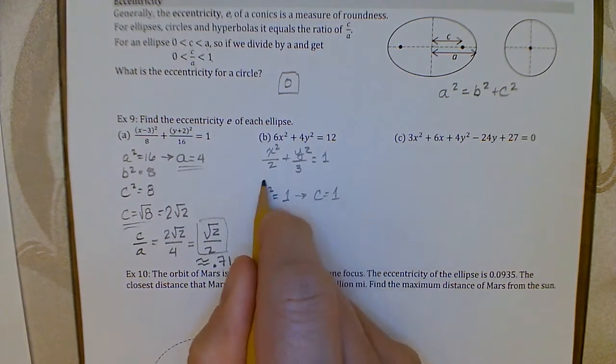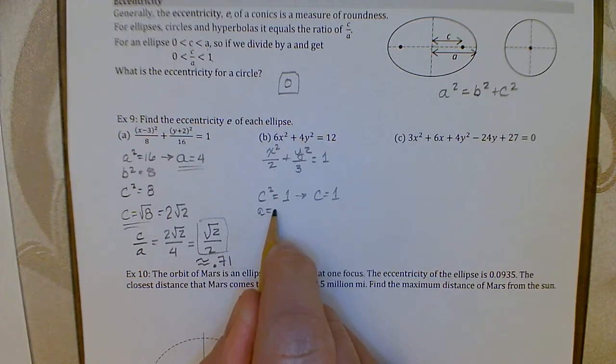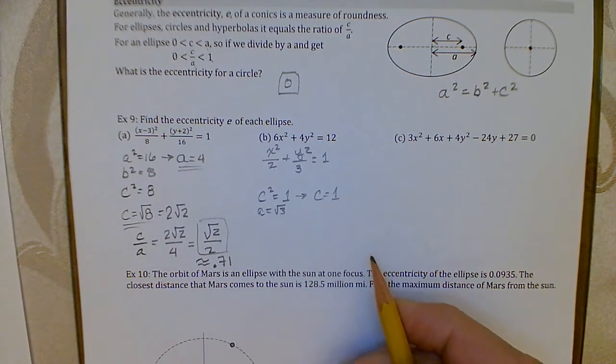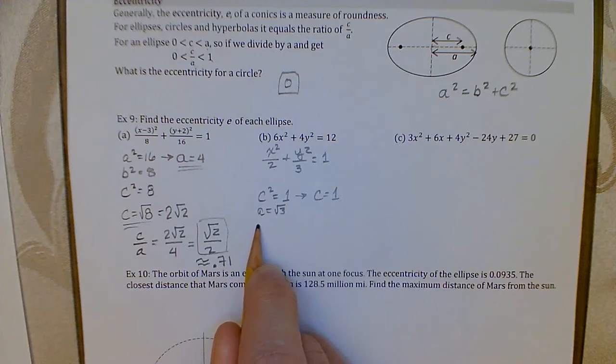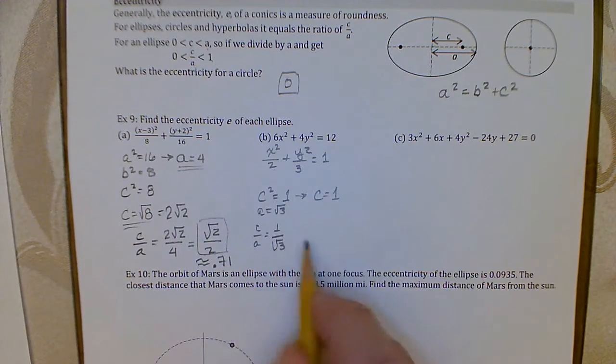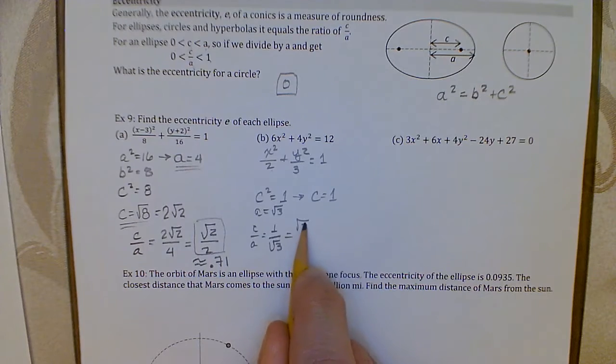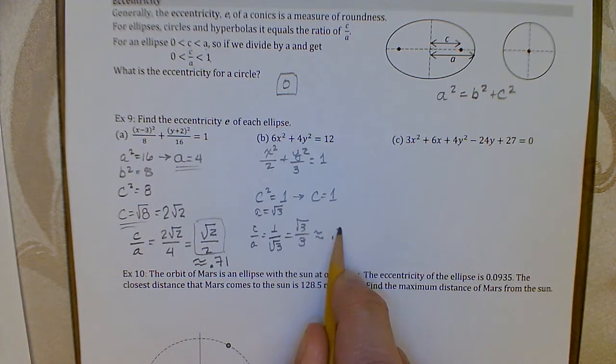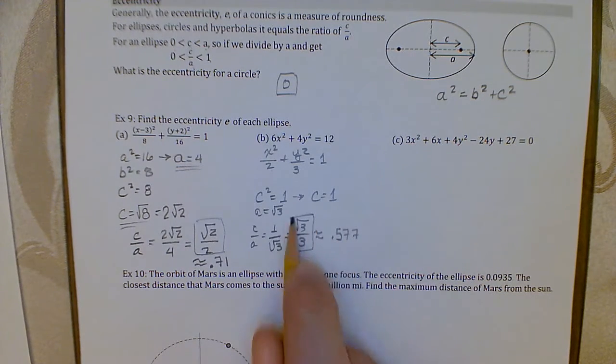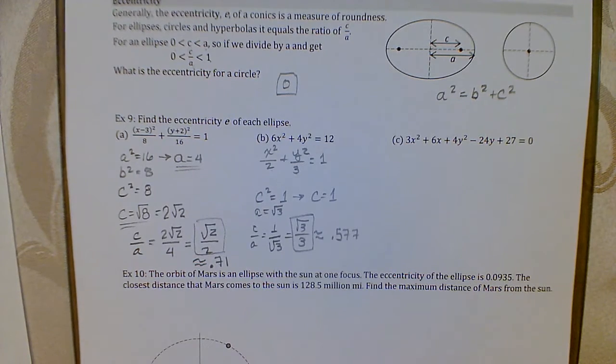And so a would be, let's see, a is the square root of 3. And so what is the c over a for us? That is 1 over the square root of 3, or square root of 3 over 3. And that's approximately equal to 0.577. Okay? So a little bit more round compared to this one.